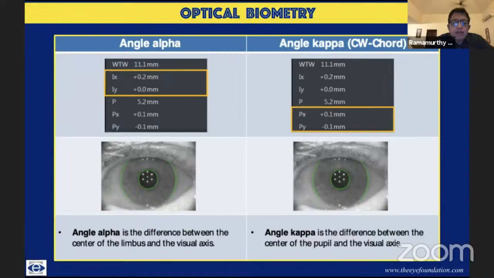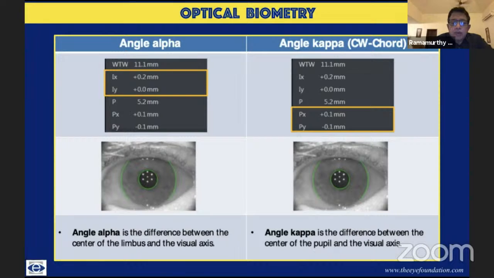Angle alpha is relatively more important when it comes to intraocular lens implantation. When it is anything beyond 0.5 millimeters, we tend to keep away from premium intraocular lenses. This value has become a little questionable of late. I personally keep the cutoff value as 0.7 millimeters.